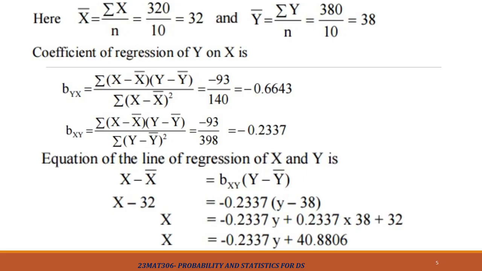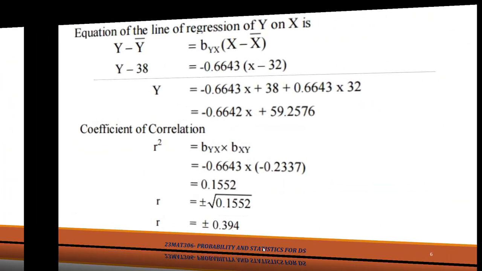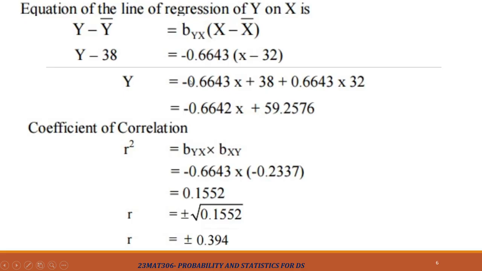Next, we want the line equation, right? So the formula is x minus x bar equal to bxy into y minus y bar. Substitute the values, and finally we get the line equation in terms of x and y. Likewise, we will find the line equation for y on x.